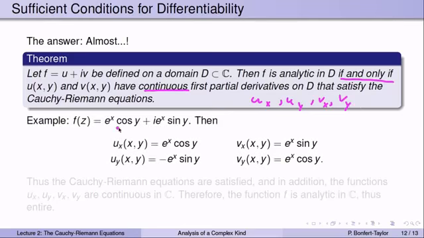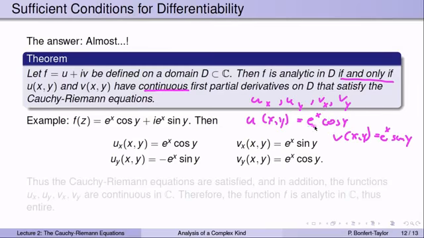Let's look at the function f of z equals e to the x cosine y plus i e to the x sine y. This is our regular exponential function from real valued calculus, and cosine is our regular cosine function, and sine is our regular sine function. In other words, the function u of x and y is e to the x cosine y, and v is the function e to the x sine y. I can again find the x derivative of u, the y derivative of u, the x derivative of v, and the y derivative of v.